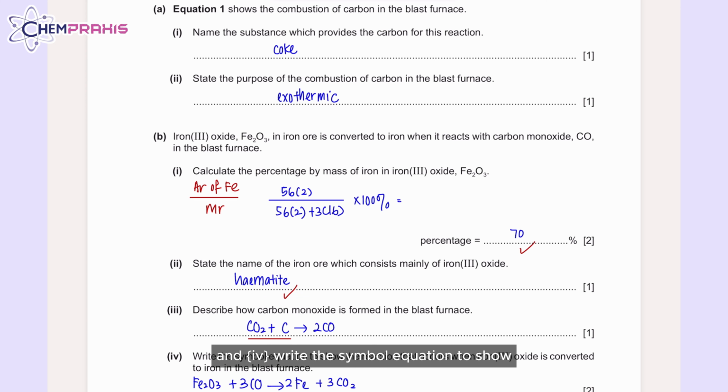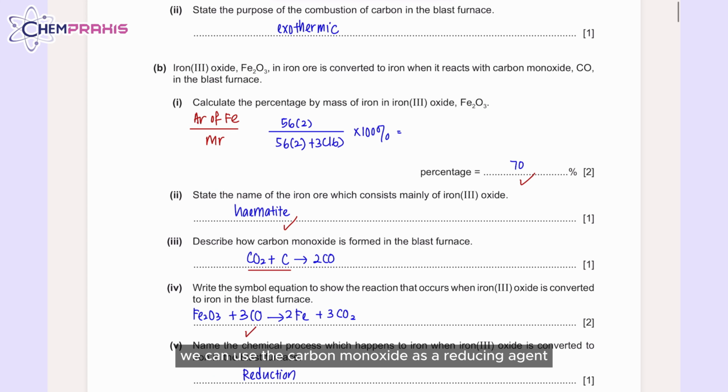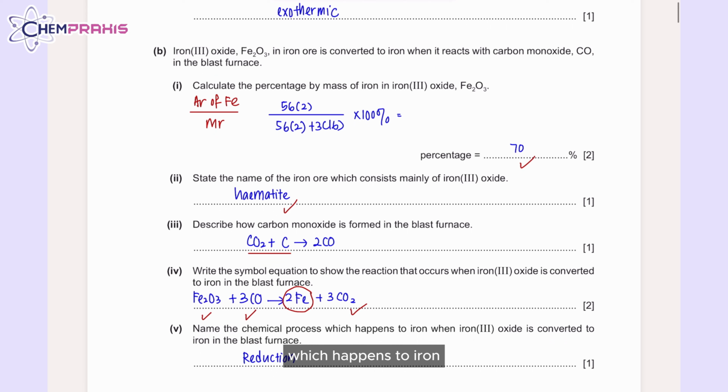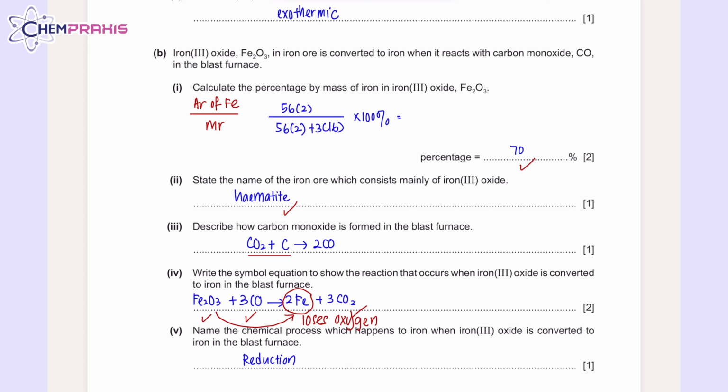And Roman number 4, write the symbol equations to show the reactions that occur when iron trioxide is converted to iron in the blast furnace. We can use the carbon monoxide as a reducing agent to react with iron oxide. Then we will get pure iron and also carbon dioxide. And then name the chemical process which happens to iron when iron trioxide is converted to iron in the blast furnace. Since the iron oxide loses oxygen, in this case, it is reduction.